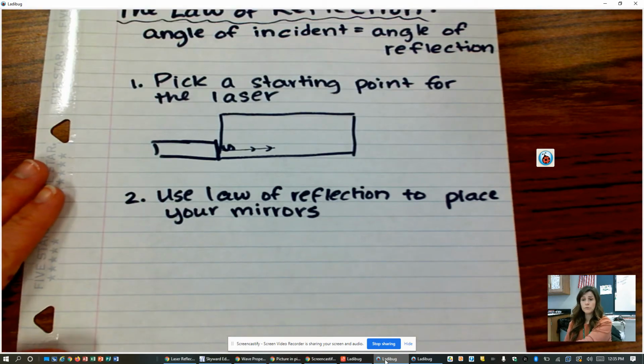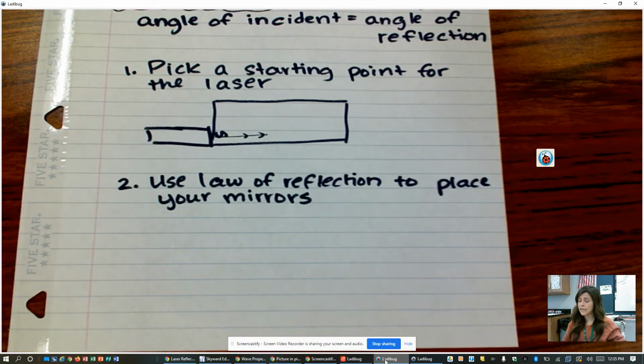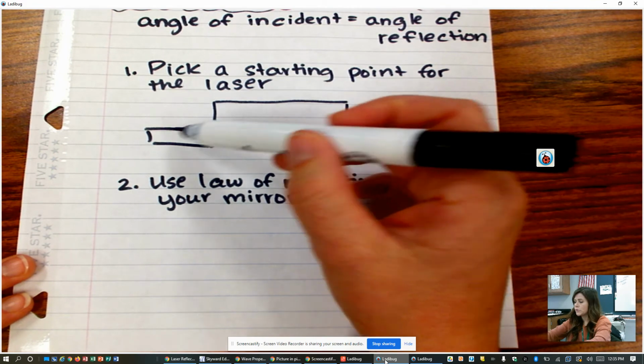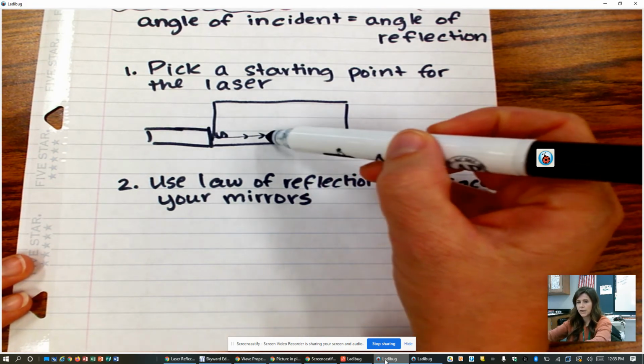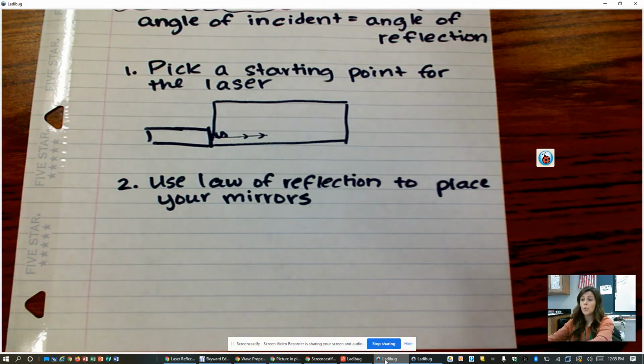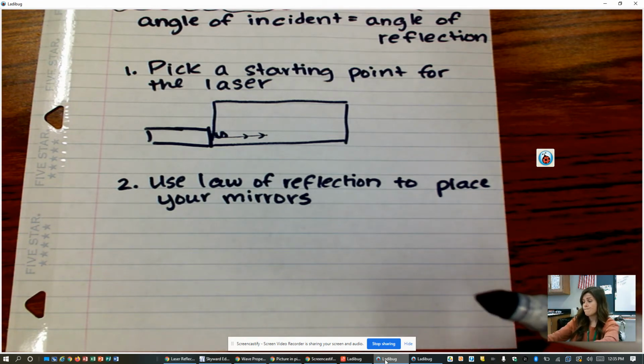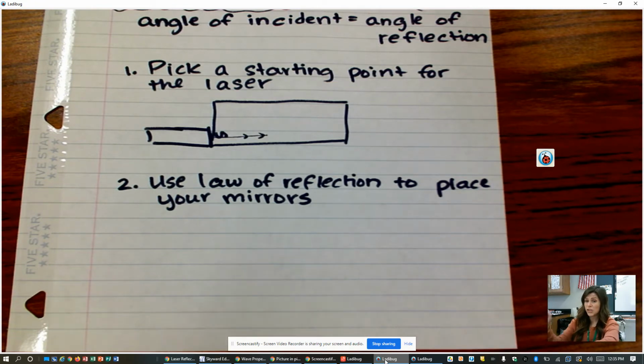So now, how do you do this? The first step is, let's say that I am going to draw and my laser is coming in on a straight line. And when you're doing this, you're going to want to use a straight edge because your light is going to travel in a really straight line. If you don't use a straight edge in this activity, your laser will not hit each mirror and it's not going to hit the target.